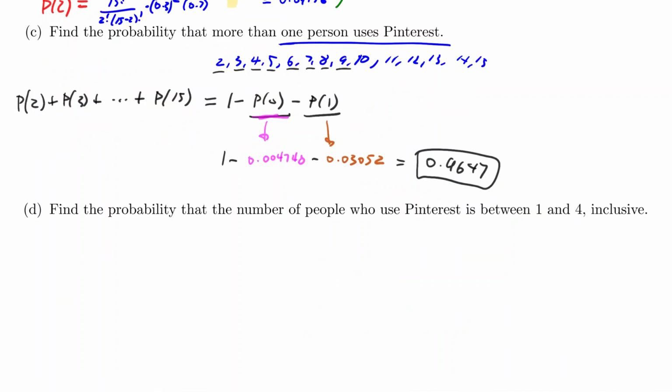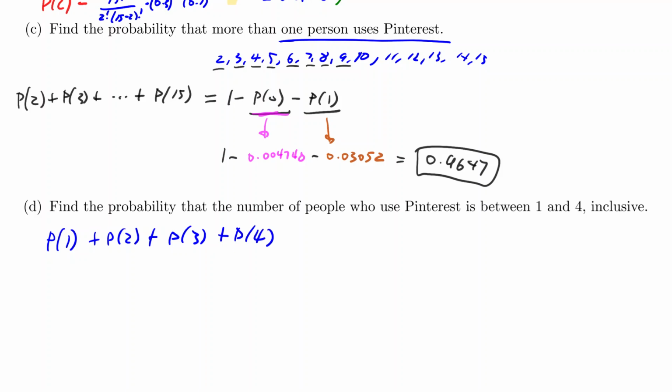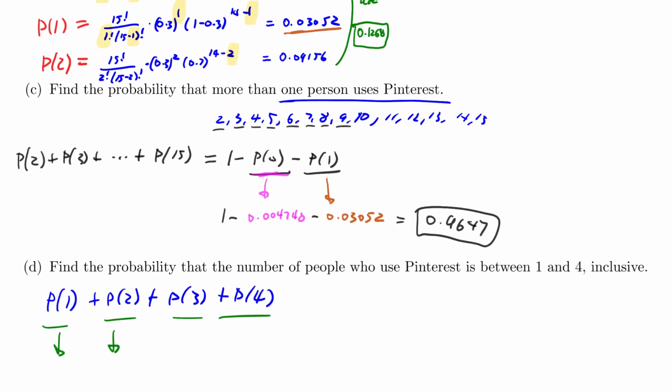Last, find the probability the number of people who use Pinterest is between 1 and 4, inclusive. So between 1 and 4 inclusive means probability of 1, probability of 2, probability of 3, probability of 4, and add all of them together. That means we're applying the formula 4 times and adding all of them together. Well, we already found 1 and 2 from the previous steps.